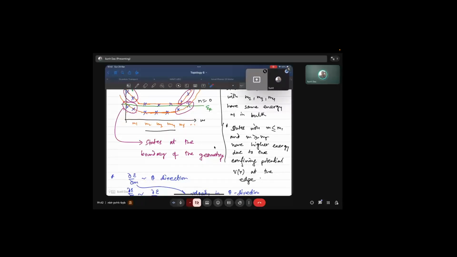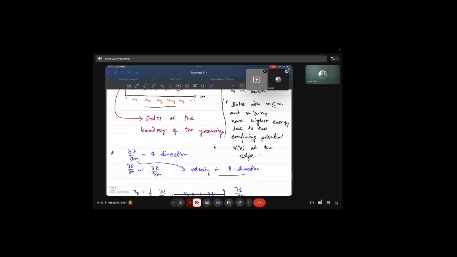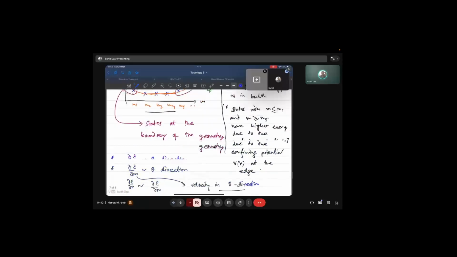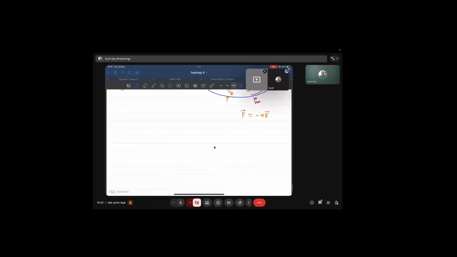So let me explain how you get that quantized value of the Hall resistance, then it will be more clear. So what really happens is that if I want to draw this again, this time I'll draw more number of m's so that the picture is more clear.